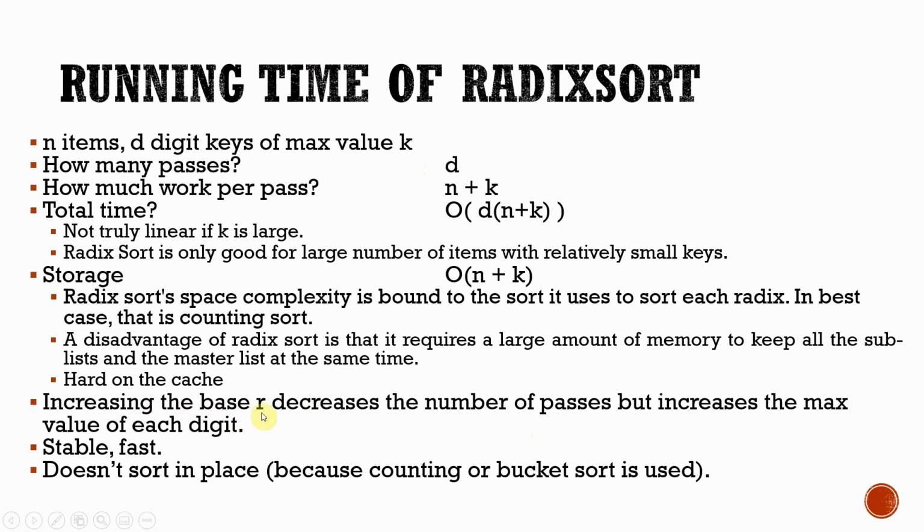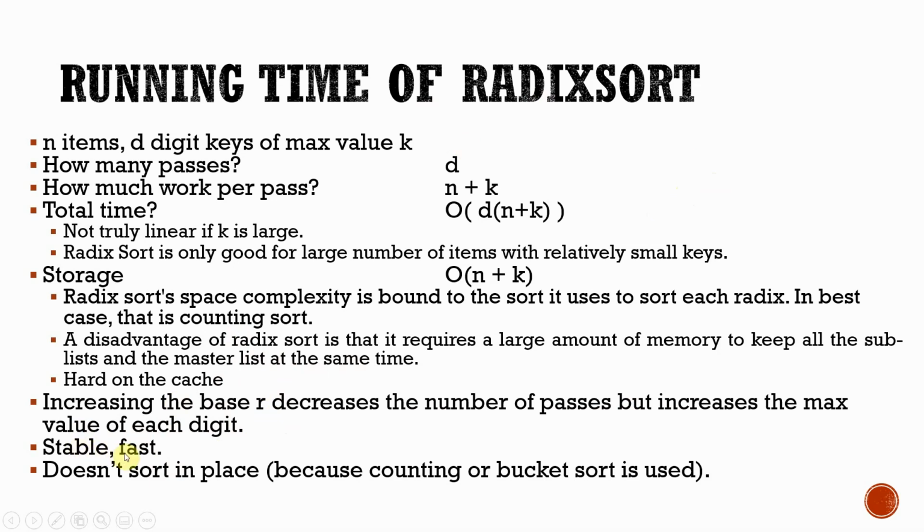Increasing the base r decreases the number of passes but increases the max value of each digit. If we decrease the base, k is going to be smaller, but we end up with more digits. Why? Because, let's say, number 8 in base 10 only has 1 digit, but in base 2 it would be 1000, so it would have 4 digits. So it's basically a compromise.